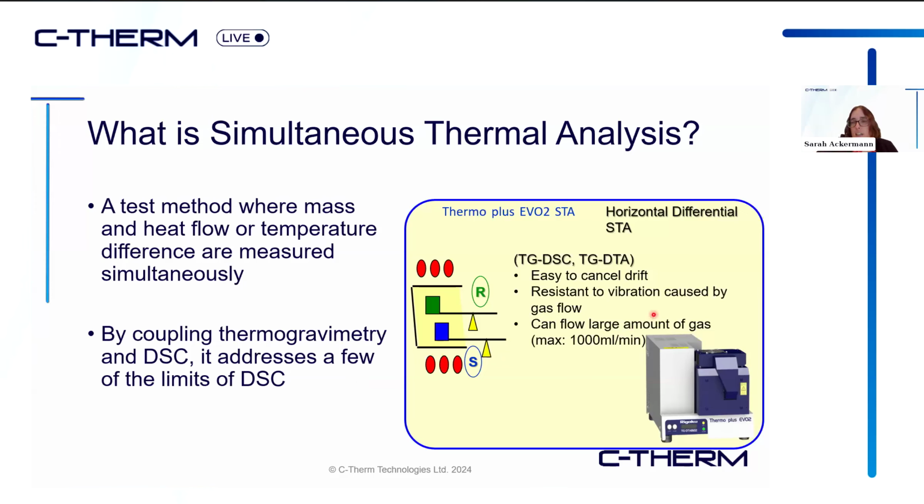Rigaku's STA, their 8122 system, has an interesting horizontal differential STA balance, which lets the balance drift be canceled and limits the effect of buoyancy errors within the system. In addition to that, because it's got a horizontal balance orientation, it's more resistant to vibration caused by gas flows, so it can tolerate a larger amount of gas flowing within the system compared with a vertical or hang-down style balance.